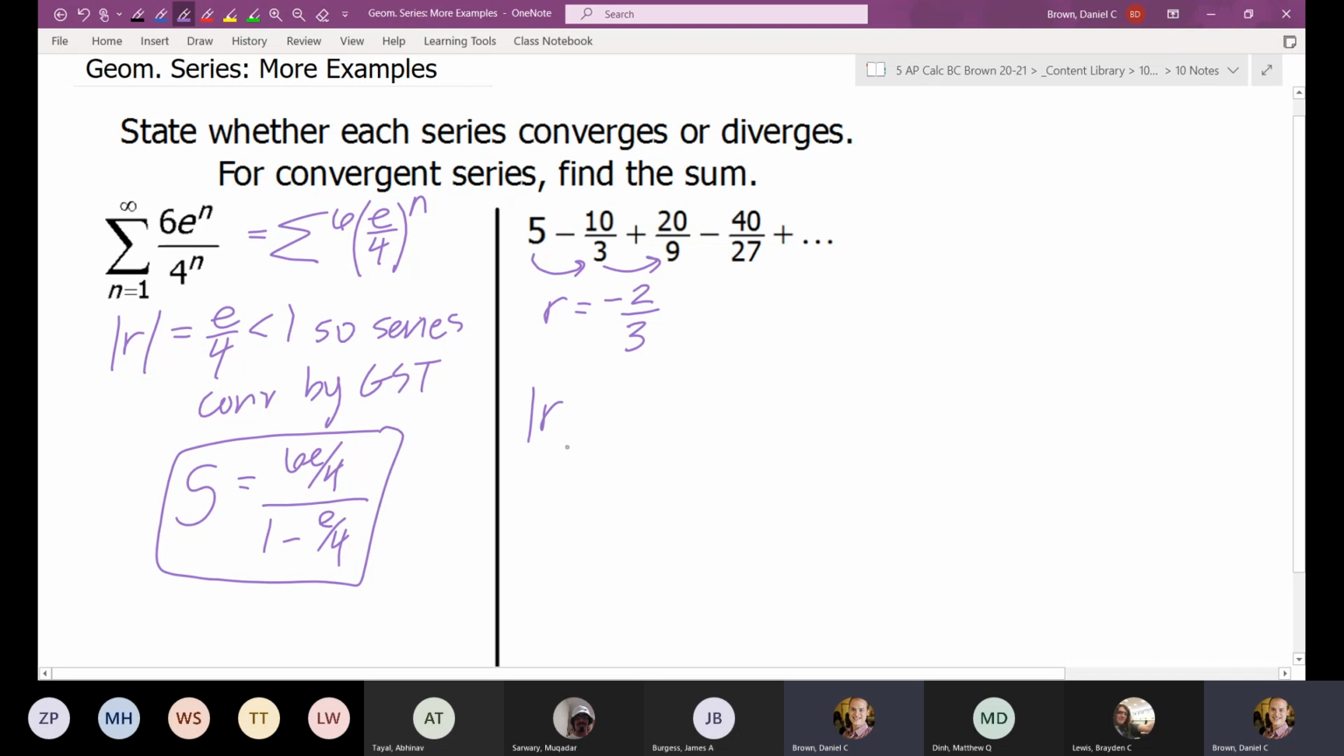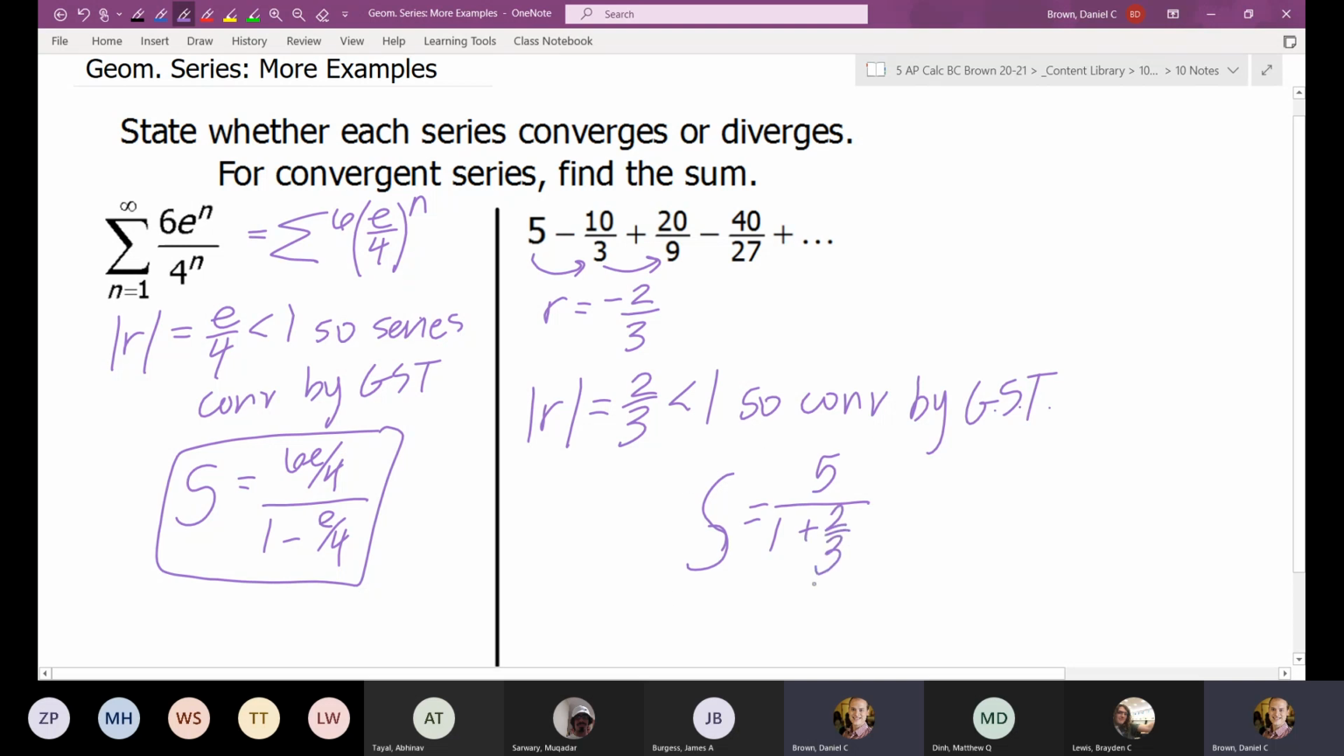So justifying your answer, what's the absolute value of R? 2/3. Why is that important? It's less than 1. So that is going to converge by the geometric series test. We could find the sum of it. So if I just want to add up all those numbers, what would it be equal to? The sum of those numbers would be the initial term over 1 minus the common ratio. Questions on the geometric series? All right, so that is the geometric series.